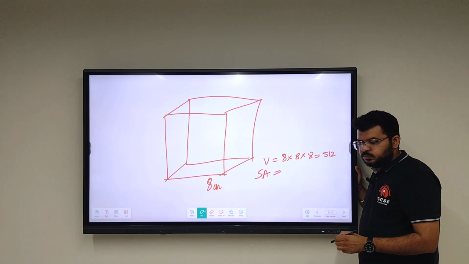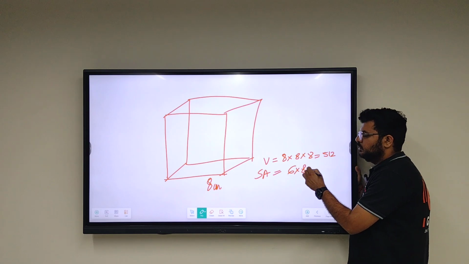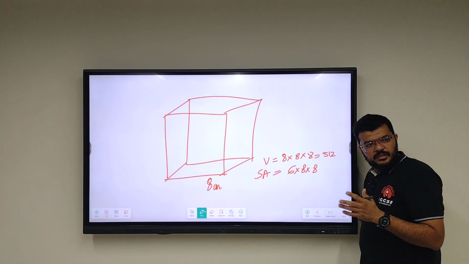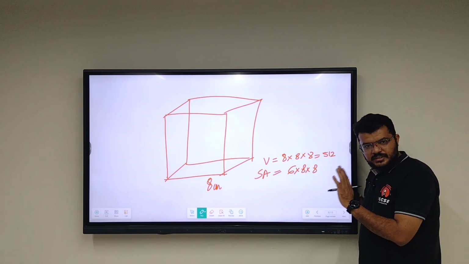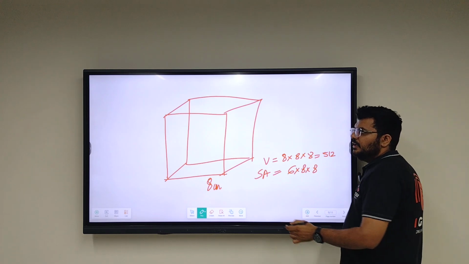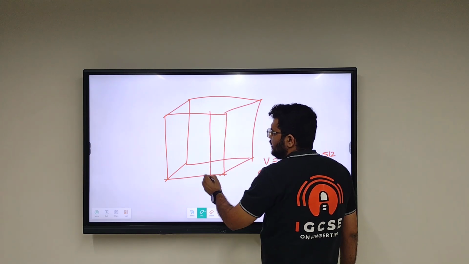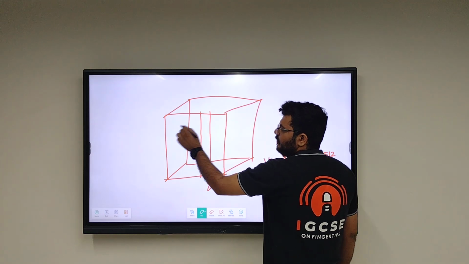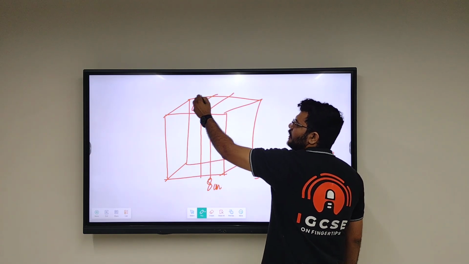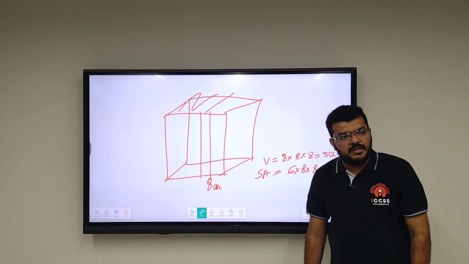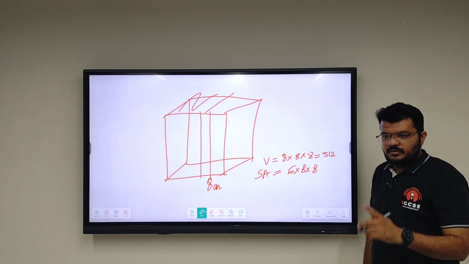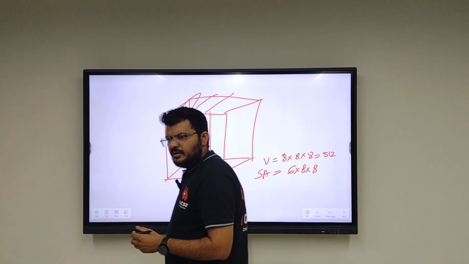6 into 8 square is 64 into 8. No need to multiply right now. But do you agree that this is the surface area? Yes. If I cut this cube into 8 pieces, let's say 1, 2, 3, 4, 5, 6, 7, 8, and from here also 1, 2, 3, 4, 5, 6, 7, 8. How many cubes will be made? 64. Sure?